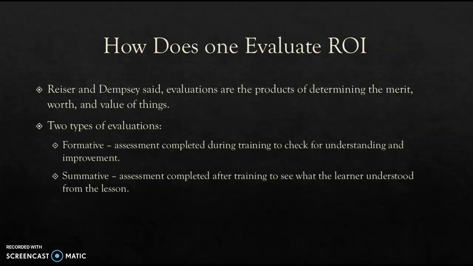Before we understand how to evaluate, we must understand what it means to evaluate. According to Razor and Dempsey, evaluation is the process of determining the merit, worth, and value of things, and evaluations are the product of that process. There are two types of evaluation, formative and summative. Formative evaluations or assessments are completed during a training to seek information for improvement, while a summative evaluation or assessment is completed afterwards to grasp an idea of what the audience understood from the lesson or training.